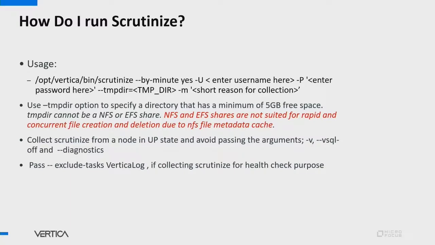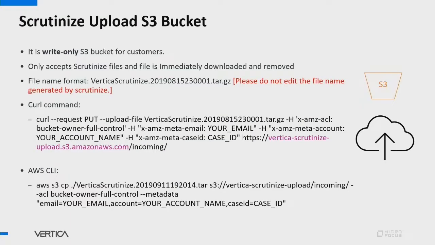Now that you know how to collect it, the next question is, how do I upload it? Uploading it to an S3 bucket, which is write-only, is a very simple process. You have two options, a curl command or AWS CLI. The examples of each are in this slide. The curl command has a limitation of 5 GB max size from the AWS side. We want to inform you to not change the name of the scrutinize file because we check for this format before we pull it into our lab.